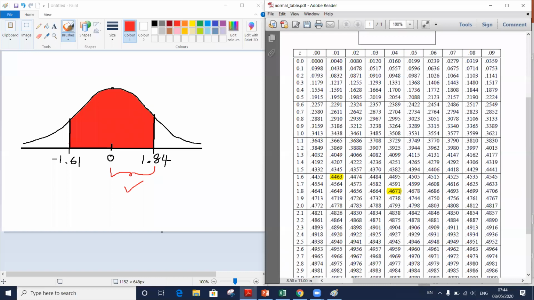0.4463. It means from 0 to 1.61, the probability is 0.4463. If we need to find the total area here, what we need to do then?